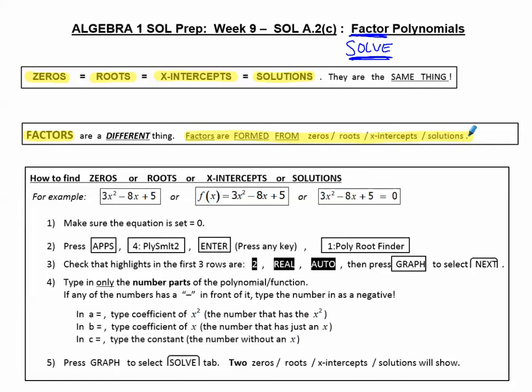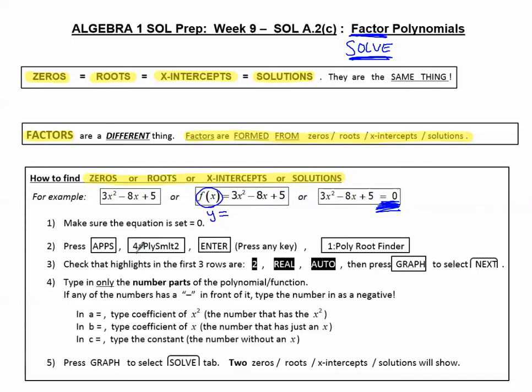So first, we're going to talk about how to find zeros, roots, x-intercepts, or solutions. Remember, they all mean the same thing. Now you might see some different forms of the expression given to you. It might just be the polynomial expression, or a function with f of x equals, and remember that's the same as saying y equals, or an equation where the expression might equal 0 or equal something else, where we'll want it to equal 0. So that's the first step: make sure the equation is set equal to 0, unless it's just an expression. Then we don't have to worry about it.